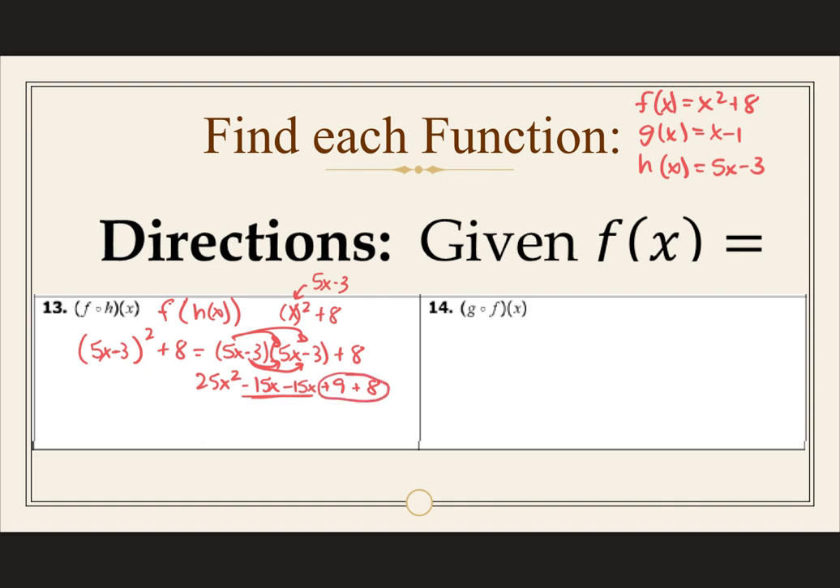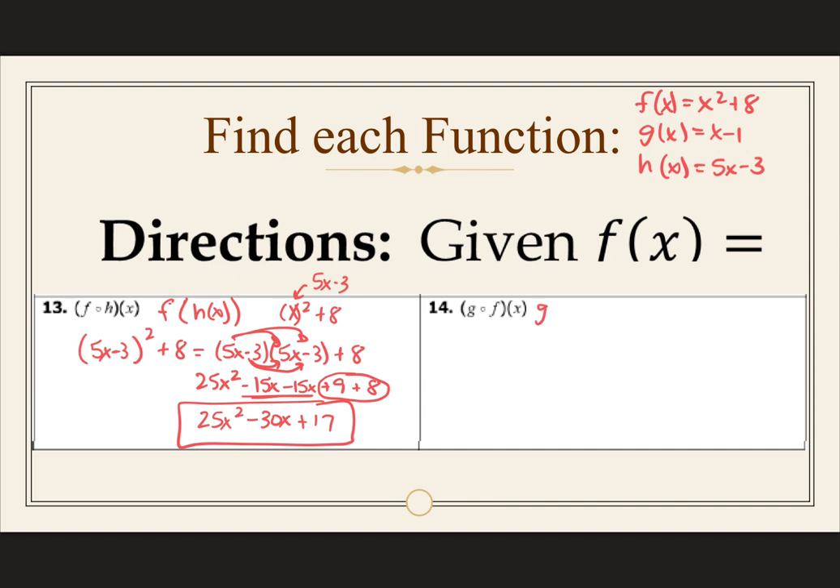So I've got 25x squared. Negative 15 and negative 15 give me negative 30x. And then 9 plus 8 is going to give me 17. That's my answer.